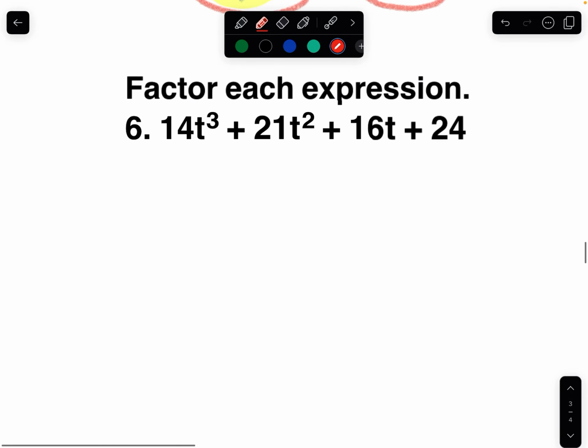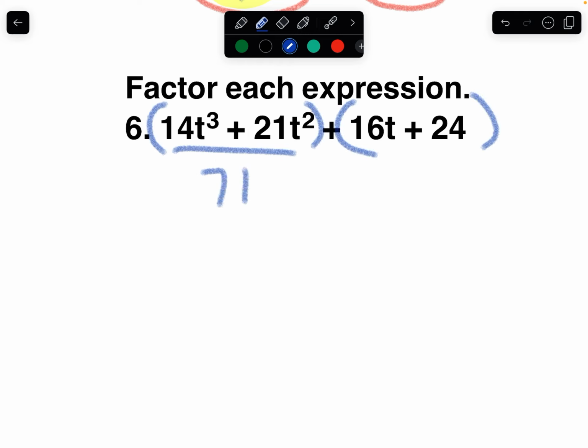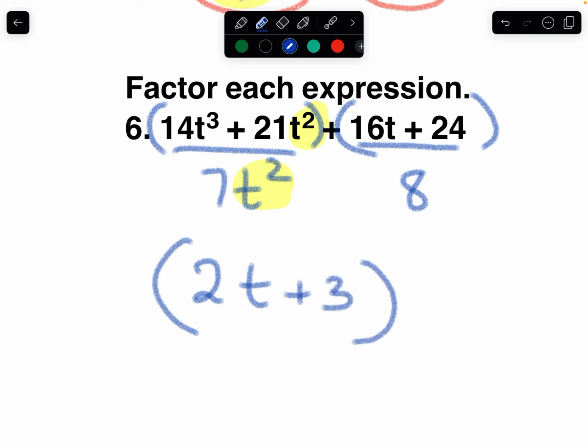Factored expression, it didn't say to check, so you don't have to check. This is factored out by 7t, and this is factored out by 8. So you would get 2t, factor out the t squared right there, plus, that gets you 3. That's one answer. Make sure you get this answer here.